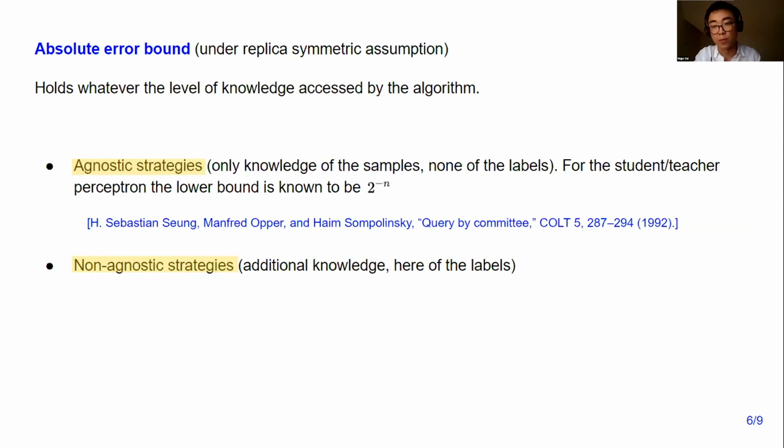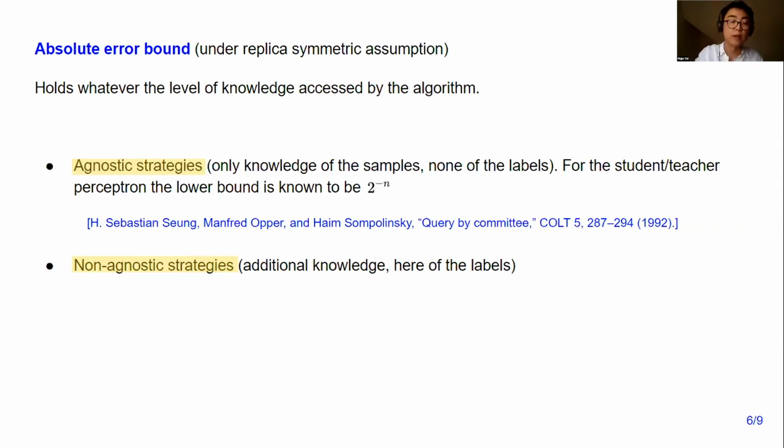Basically, in our simple setting, you can distinguish between two kinds of algorithm: label-agnostic strategies, who only know the samples themselves. There has been very interesting work done on that particular setting in '92 by Sompolinsky and collaborators, in the particular case where the number of samples diverges faster than the dimension. And non-label-agnostic strategies, who, in addition to the knowledge of the data points, also have knowledge of the true labels and can use that knowledge to select them in a smarter way.